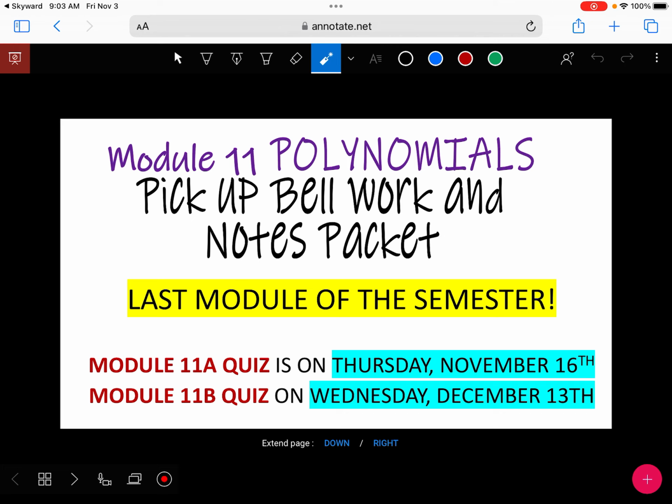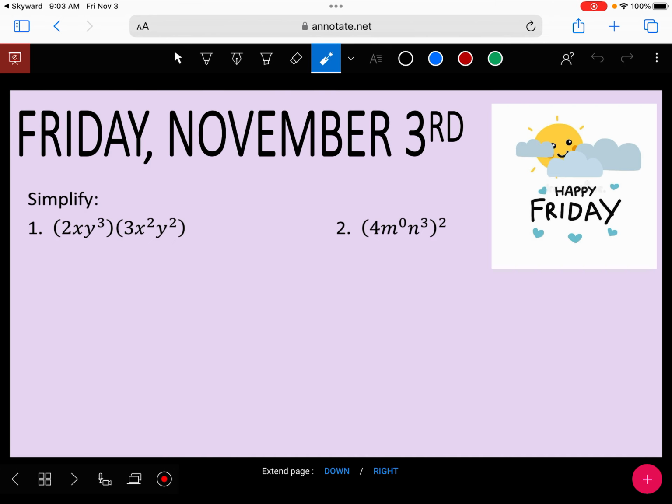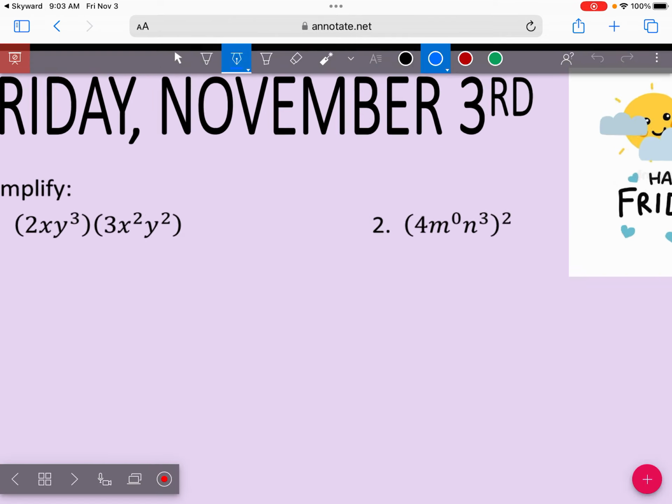All right, so in your bell work packet, which is purple, let's do the first bell work together. So let's go to your bell work packet, which is purple. This is what we took our test on yesterday.